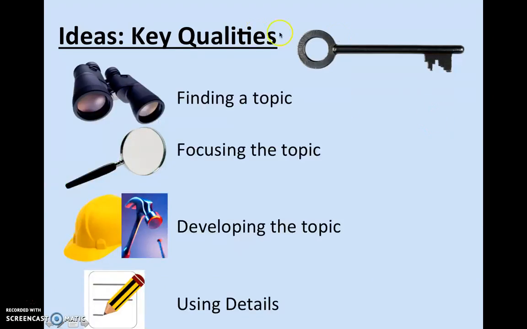So again, you've got these idea key qualities. I like to just put a little image with it to help the students understand the key qualities of ideas. You can create your own. You're welcome to use these as well. But this just gives them a visual to hone in on, okay, we're finding our topic, we're really looking close and focusing it, then we're working hard to develop it, and then we're going to be adding specific details to really make our ideas strong.